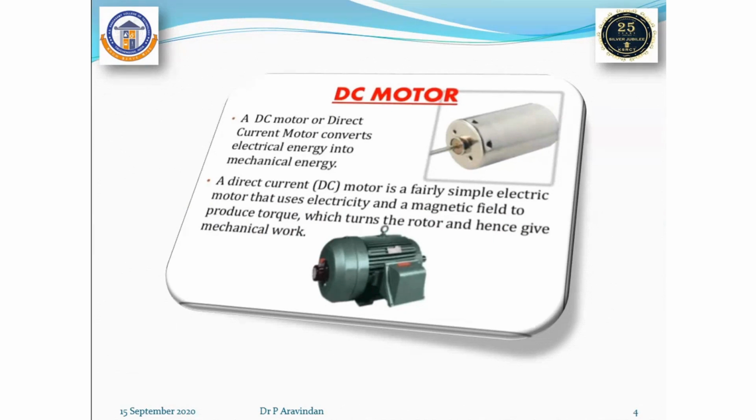It is generalized information. That is, a DC motor is the motor which is going to convert our electrical energy into mechanical energy using the DC supply. A direct current motor is a fairly simple electric motor that uses electricity and a magnetic field to produce the torque which turns the rotor, and hence gives the mechanical work.